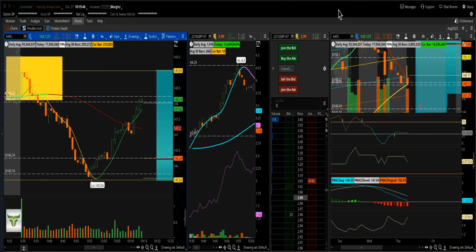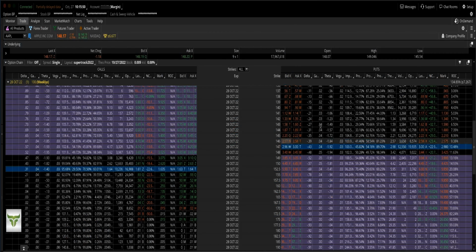Look at Apple just ripping now, eh? So Apple has an expected move of $7.26. Earlier today it was $6.90. So you see right here, the market maker move is $6.68. It's just moving, right?